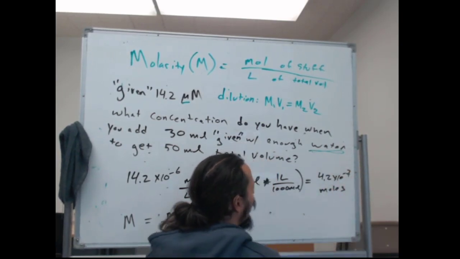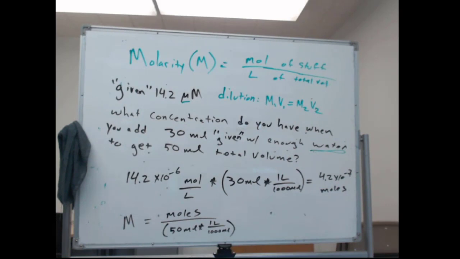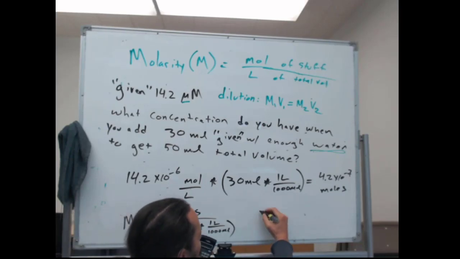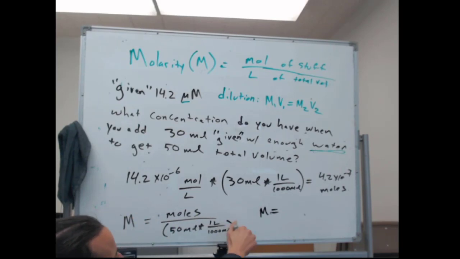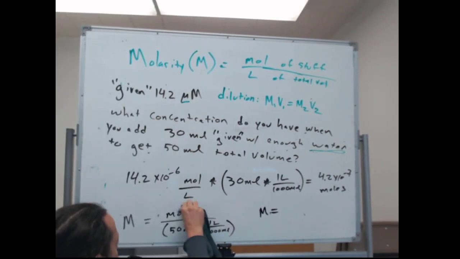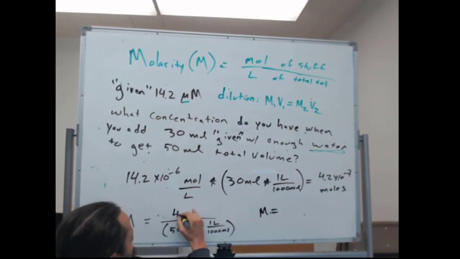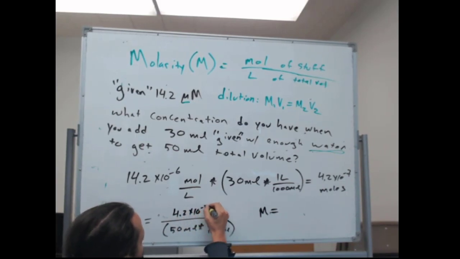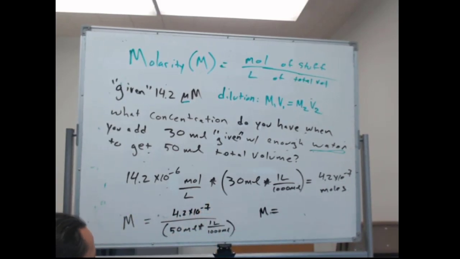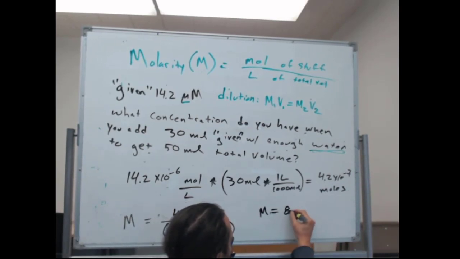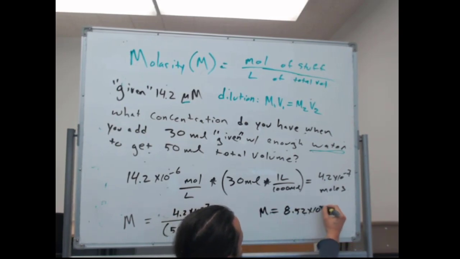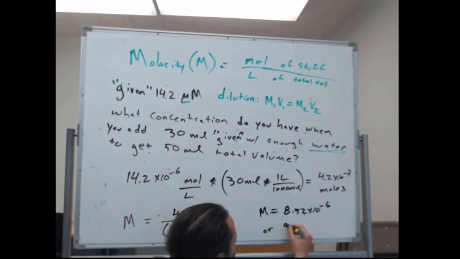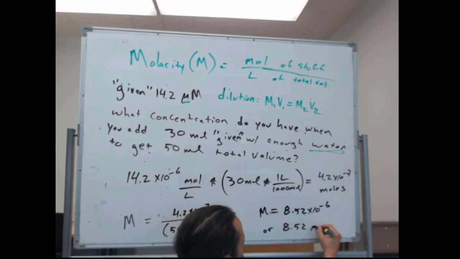From this calculation, we get a pretty small number of moles. 4.23 times 10 to the minus 7 makes sense because we have a pretty low concentration. That micromolar is on the order of 10 to the minus 6, so it makes sense. Our eventual concentration will be that number of moles divided by our new total volume after adding some amount of water. And so when we plug that into the calculator, we get a value of 8.52 times 10 to the minus 6, which we can call 8.52 micromolar.